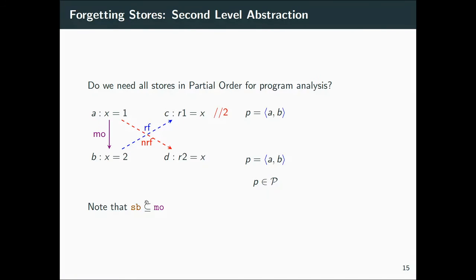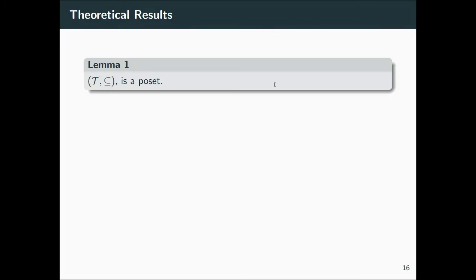Note that SB is a part of MO. It means that if any operation observes B in the modification order, that information is sufficient for us to know that it has also observed A. So, we remove a store A from the modification order if the modification order consists of some other store B which is sequenced after A in the program. We call this abstraction alpha sharp.